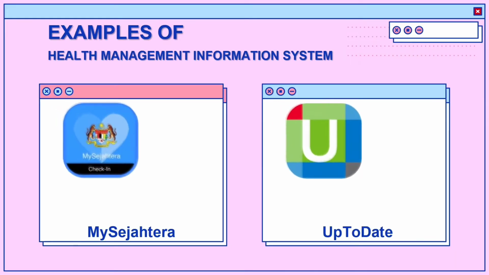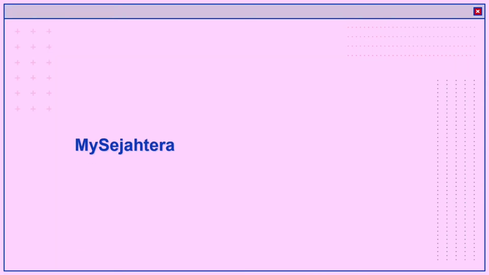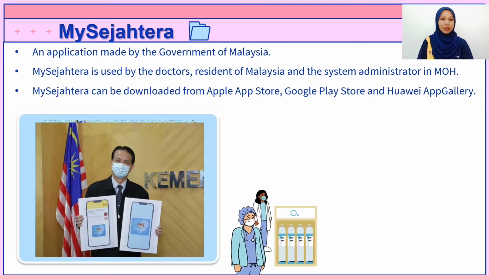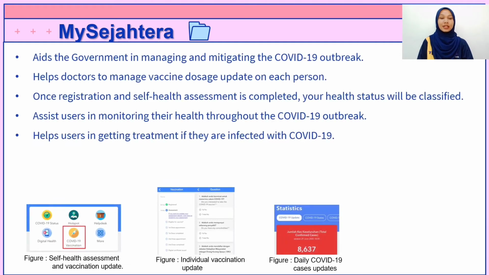Hello and Assalamualaikum, my name is Shazwani and I'm going to talk about the MySejahtera application. MySejahtera is a free-to-use application developed by the government of Malaysia to assist in managing the COVID-19 outbreak in the country. MySejahtera is used by the citizens of Malaysia and system administrators in the Ministry of Health.